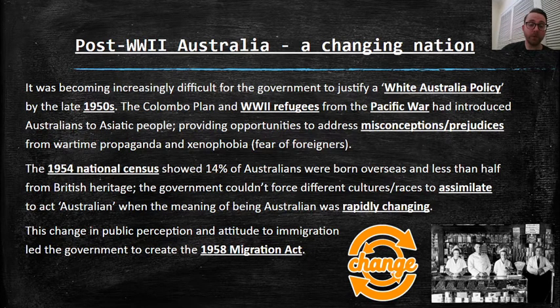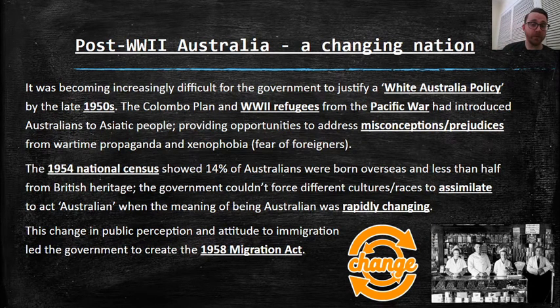The government couldn't force different cultures and races to assimilate and act Australian when the meaning of being Australian was rapidly changing. If the government says, you need to be Australian, you need to act like everyone else, people start looking around and thinking, well, there are all these immigrants here, they're not Australian. Why are we acting like something we're not when you're no longer white? So this change in public perception, this change in the idea of what it means to be Australian, interacting and mingling with immigrants and Asiatics, led to a very different attitude to immigration.